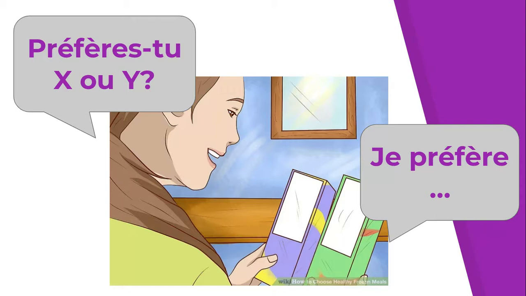Alors, when we're talking about foods, we didn't quite get to it yesterday, we can use préfères-tu. So like, do you prefer this or this? And then we can answer je préfère, and whichever one we prefer.